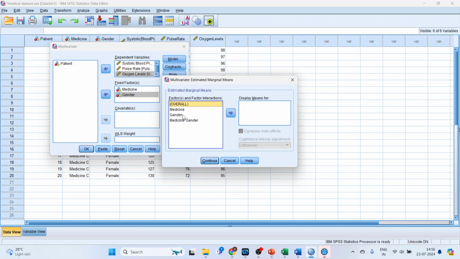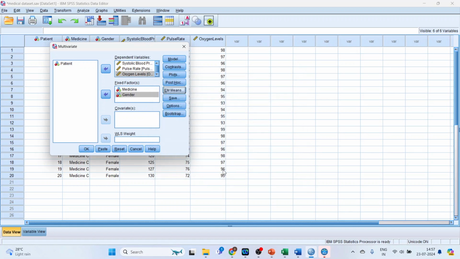Estimated marginal means, we want the estimated marginal means for medicine, gender, medicine and gender, activate compare mean effects. So here we are having two tests. One is LSD, none, and another is Bonferroni. LSD is the least significant difference. It is used when you want to find the significant difference between the pairs. But when you are sure that there is a possibility of type 1 error in these pairs, you go for Bonferroni. So I'll activate the Bonferroni test, continue.